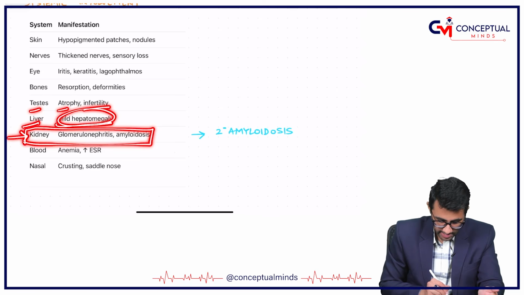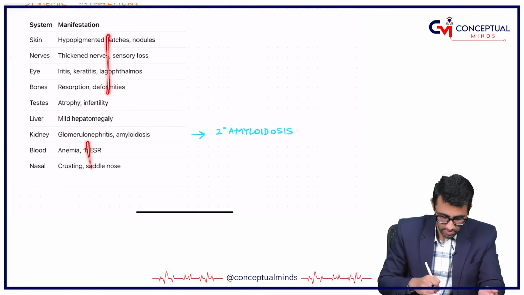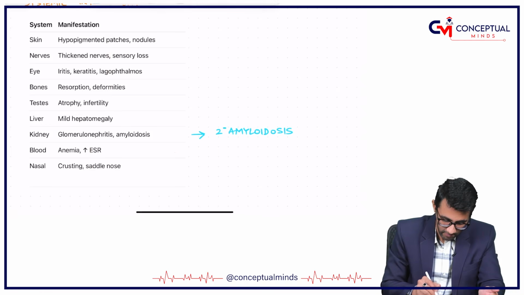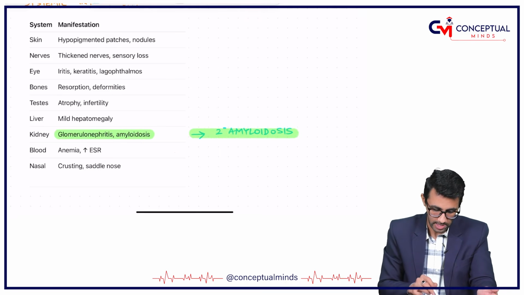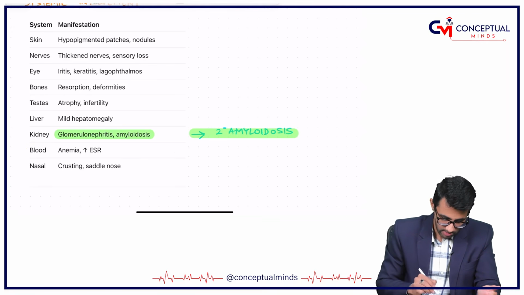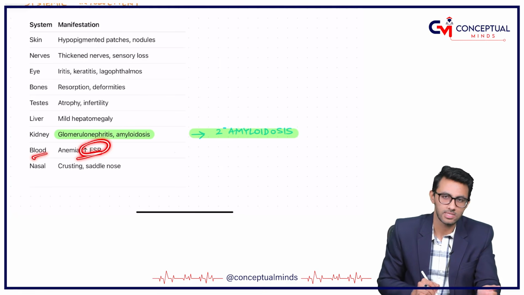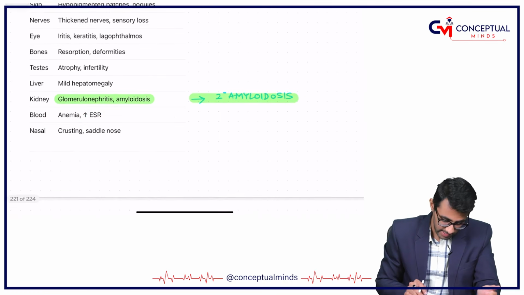In the kidney, we have glomerulonephritis, and there is secondary amyloidosis. All of the others you will just remember like that, but this one you have to make some effort to remember separately. That is glomerulonephritis and amyloidosis. That is one thing I want you to remember in this. And in the blood, the patient will have anemia and an increased ESR, because there is increased inflammation in the blood.